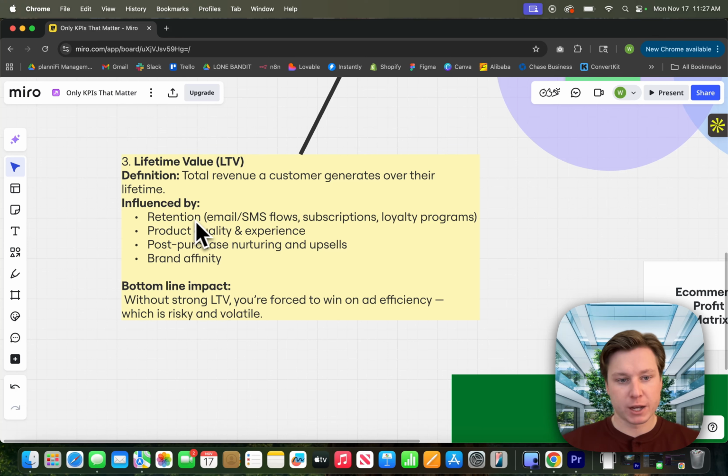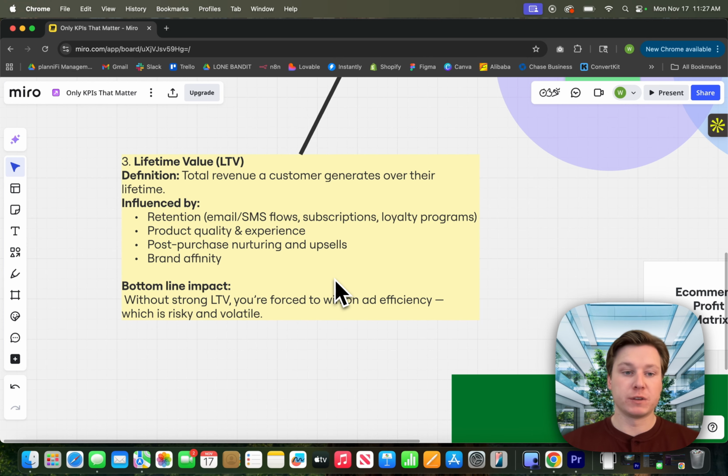So it's influenced by a couple things: retention, email, SMS, subscription, loyalty, product quality and experience. Is it good enough for them to want to come back? Post-purchase nurturing and upsells, your brand affinity, how strong is your brand? And the bottom line impact is without strong LTV, you're forced to win on ad efficiency, which again, there's a floor. You can only get so good on that.